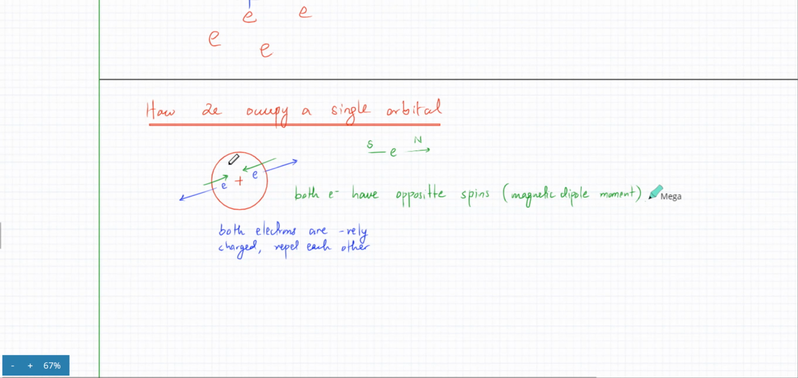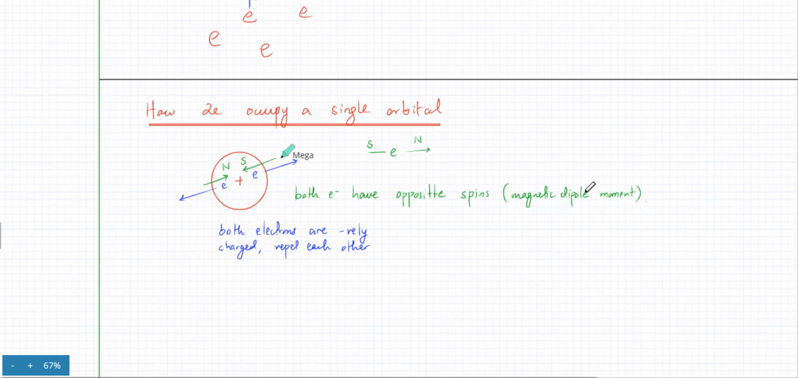2 electrons can only occupy the same orbital if, I mean, the electric fields are always going to repel each other, because they're both negatively charged. But the magnetic fields, which I've shown in green over here, should be attracting each other. So for example, if you have a north pole over here, ignore the arrows for a second, the other one should have a south pole. So they should have opposite magnetic dipoles so that they can attract each other.